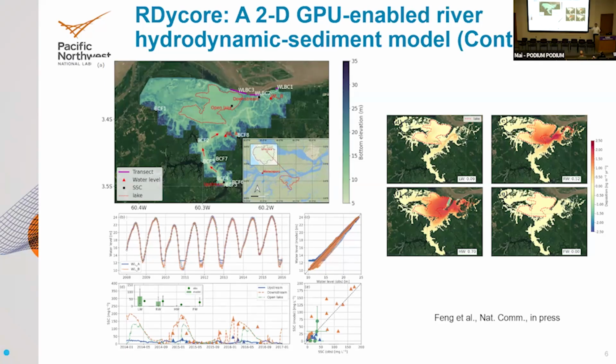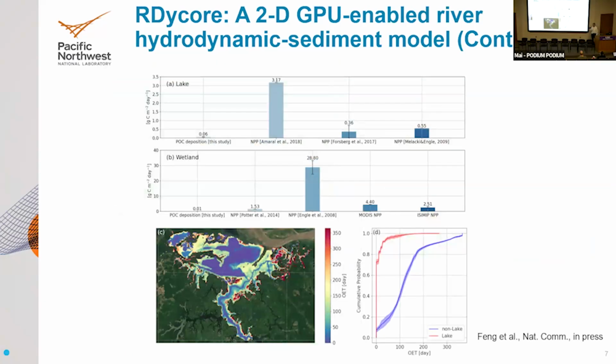So right now, this is the inland floodplain. We are also now applying this hydrodynamic sediment model to the Houston area to simulate the sediment deposition during Hurricane Harvey. So the results may be coming later.